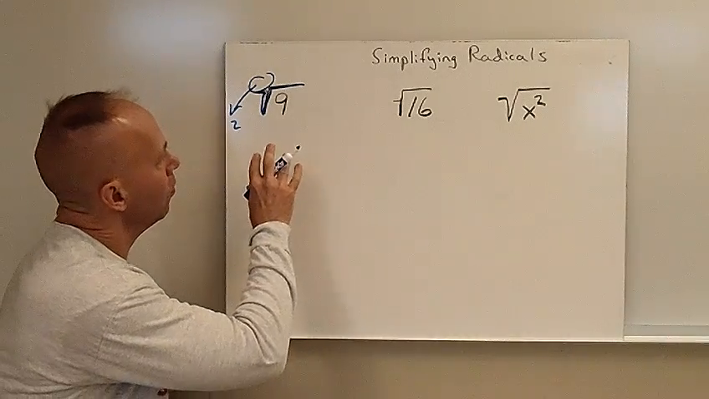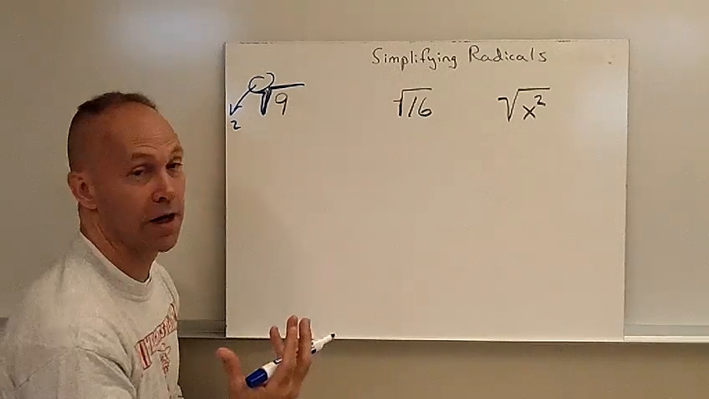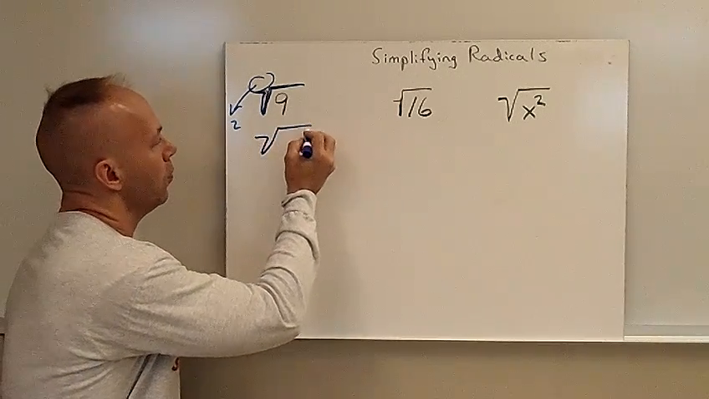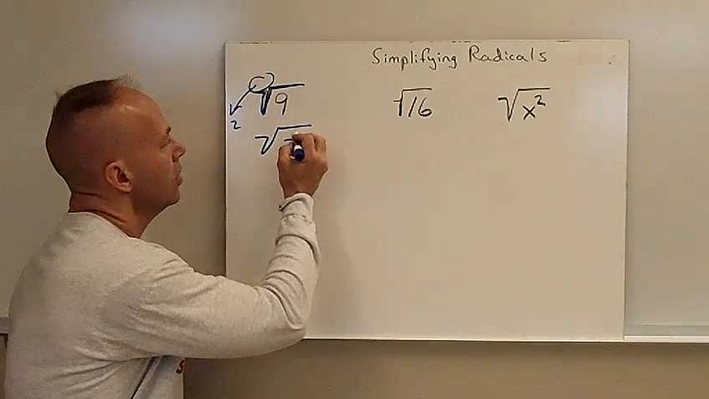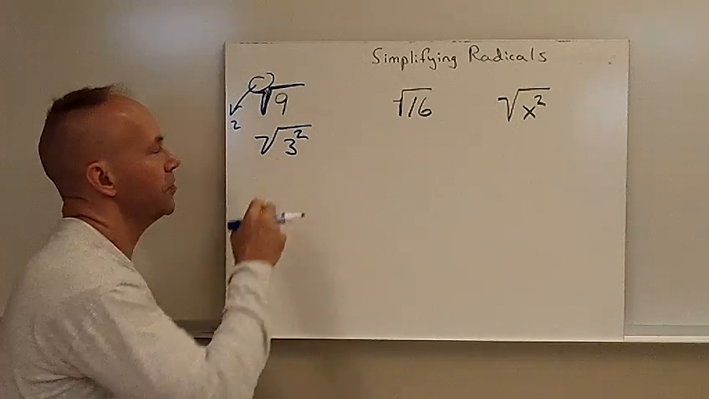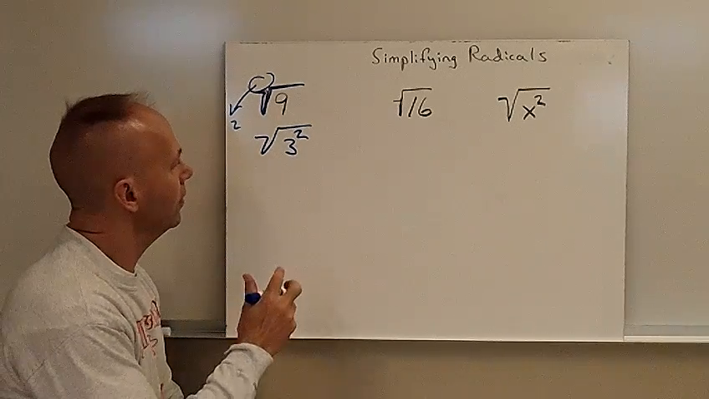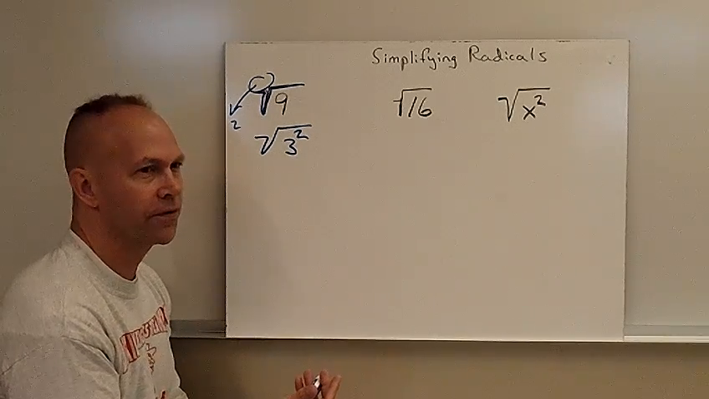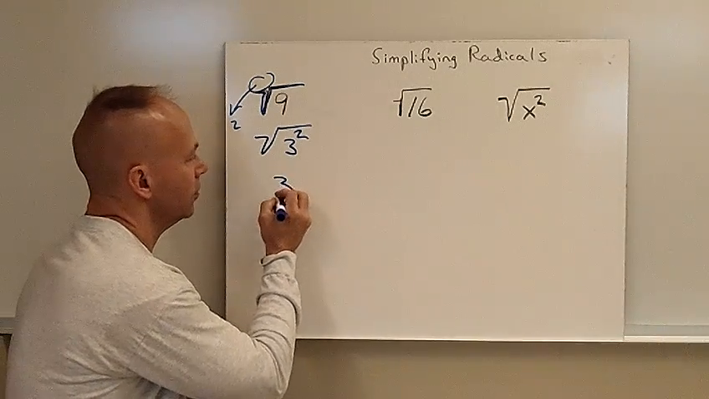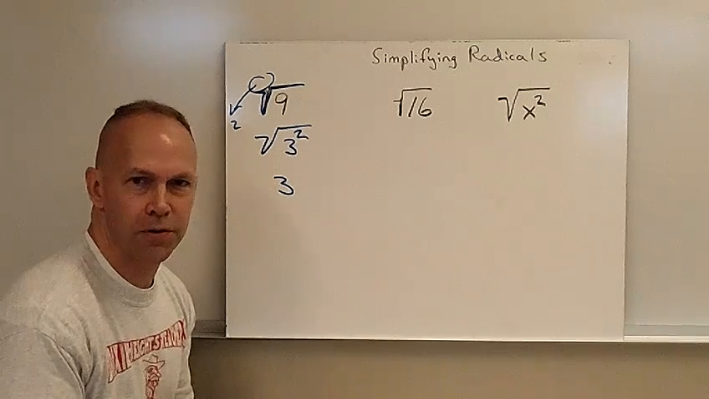And so, one thing I can do, and you probably know the answer to this, I hope you do, is I can take this and rewrite it as the second root or the square root of 3 squared. Now, what number times itself is 3 squared? Well, the obvious answer is 3. 3 times 3 is 3 squared.